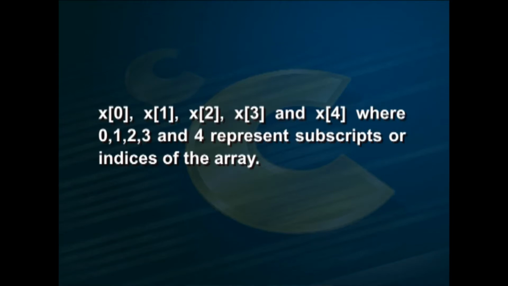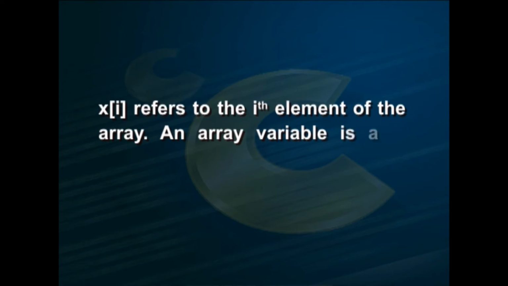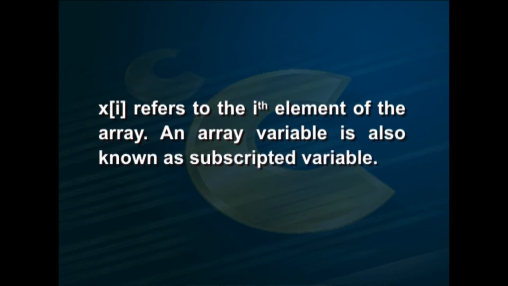Here, each element in the array is referred by the array variable x[0], x[1], x[2], x[3] and x[4], where 0, 1, 2, 3 and 4 represent subscript or indices of the array. In general, x[i] refers to the ith element of the array. An array variable is also known as subscripted variable. It is important to note that the array subscript always starts at 0 in C, and they are integer expressions. Hence, x[0] refers to the starting element, x[1] refers to the next element, and x[4] refers to the last element.